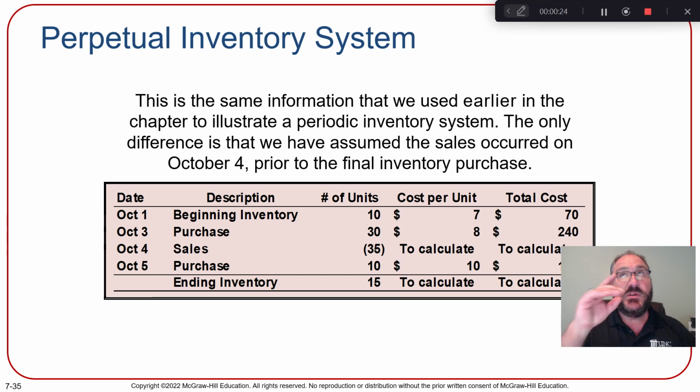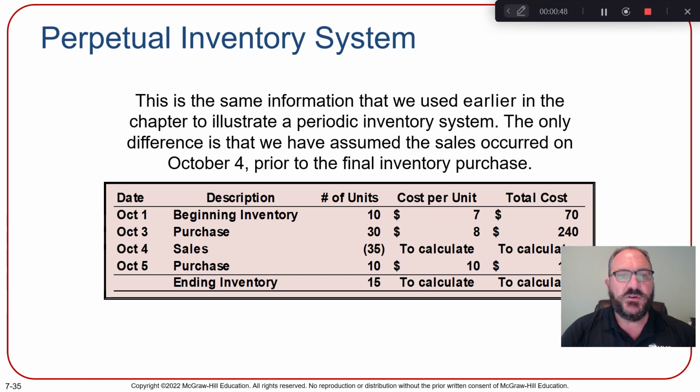So all right, here's the thing. Under a periodic system, you only know your inventory at the end, right? So you got to count everything. In a perpetual system, because your inventory is constantly getting updated, when you make a sale, you have to remember you can only sell based on what you have in your inventory at the time of the sale.